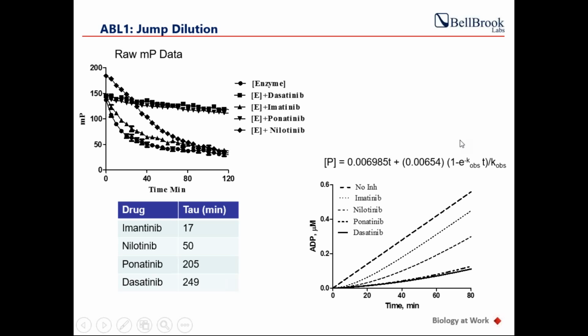And then using this first order rate equation, you're actually able to determine the tau, which is 1 over the dissociation rate. So determine the inhibitor residence time. One of the advantages of doing this jump dilution approach is that we're doing this in a multi-well format. So you can do a lot of these reactions. You can look at a lot of different inhibitor residence times on a single plate.